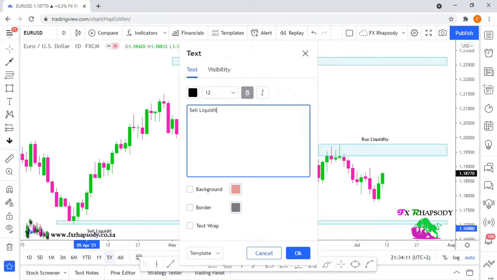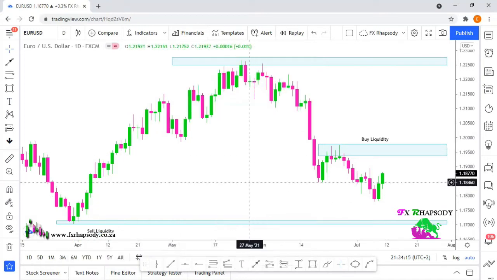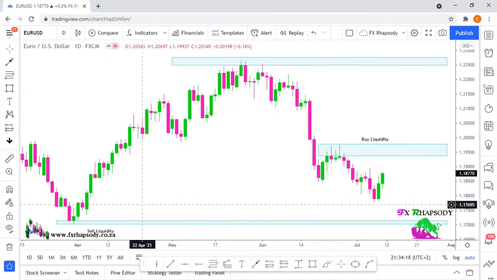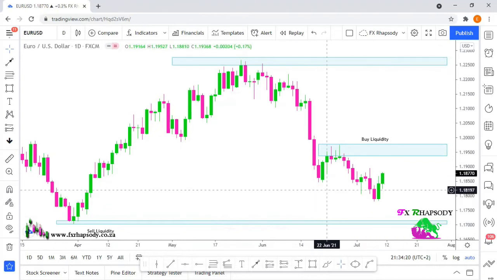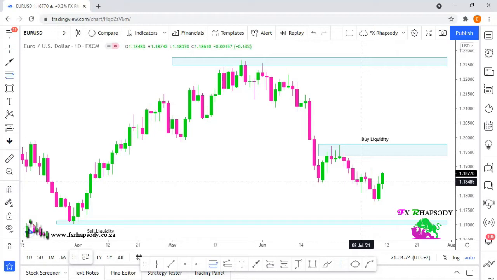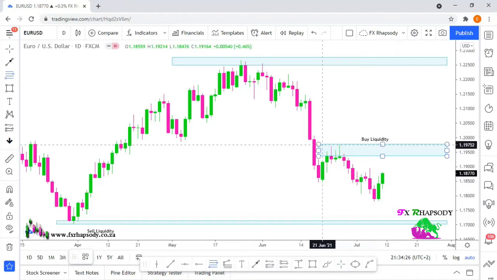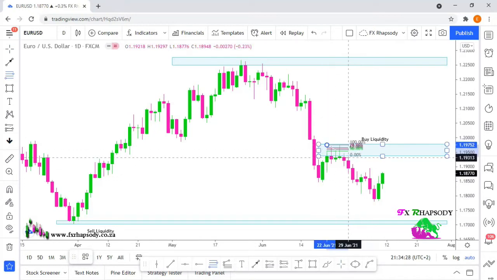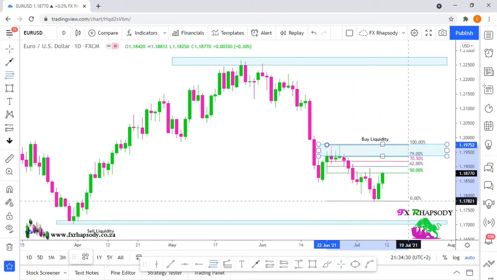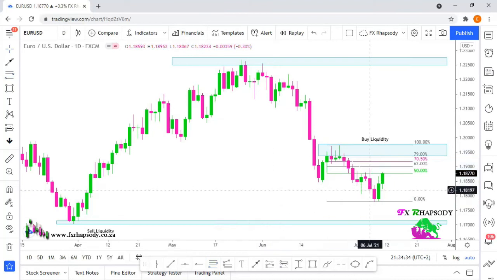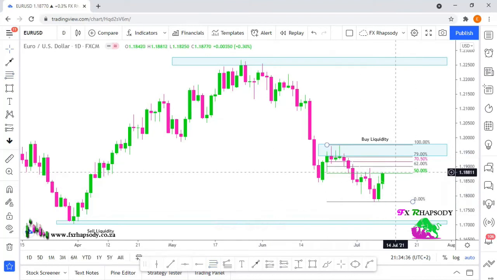Okay, this is some sell liquidity and buy liquidity at the top again. But if I have to, let's take our Fibonacci, and I want to show you something. So let's take it from this low, this high, to this low. We can see that price is currently at the 50% retracement.